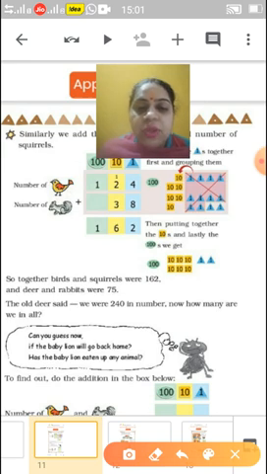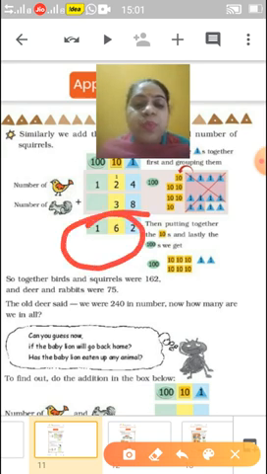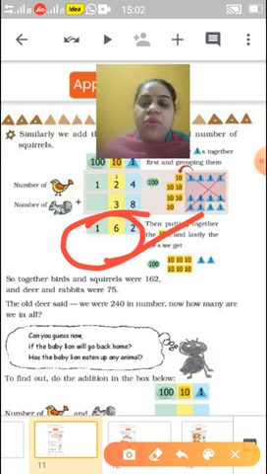When they were counting together in the same way, that is 124 plus 38, that is 162, putting tens and lastly the hundreds, we get this. So children, together birds and squirrels and deer and rabbits, the old deer said, we were 240 in number. We were 240 in number. Now how many are we all?